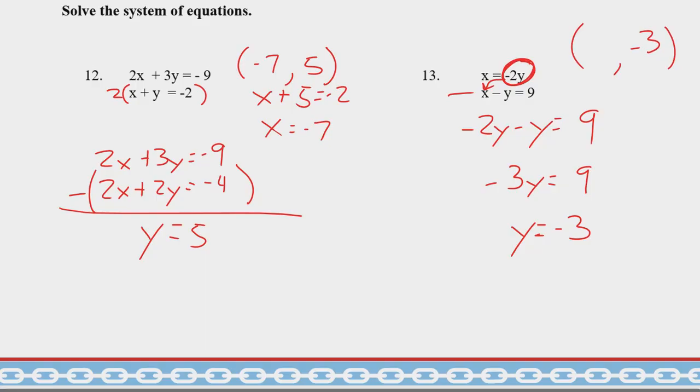Right, so there's half my solution, and I am going to use this first equation here to get my other coordinate. So x equals negative 2 times y, which we just learned was negative 3. So x is equal to 6.